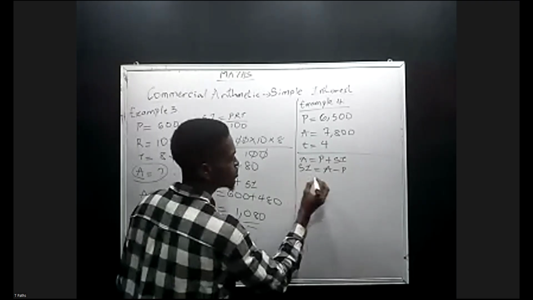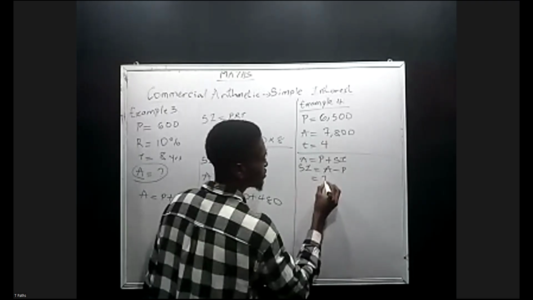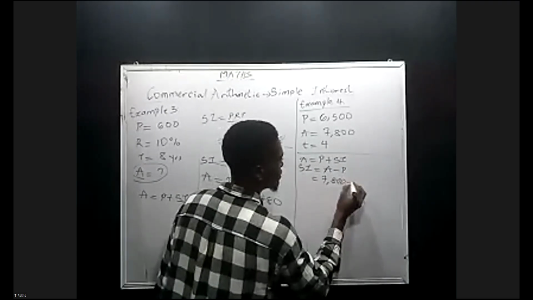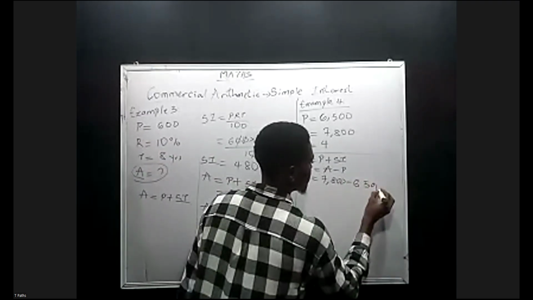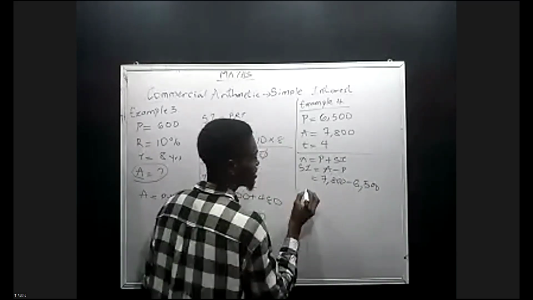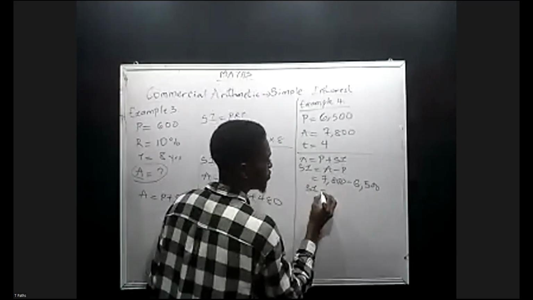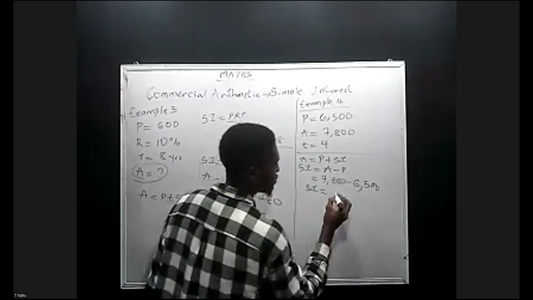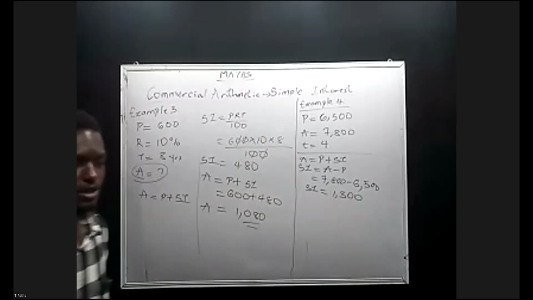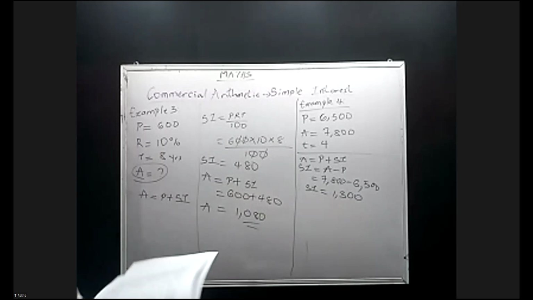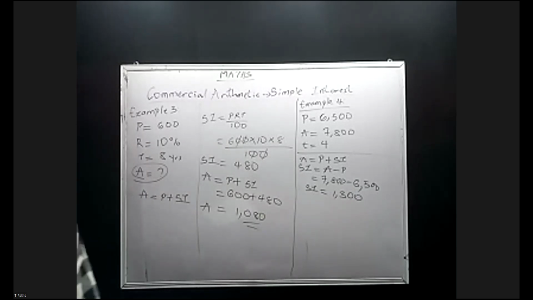Simple interest here will be equal to, what's the amount? The amount is 7,800 minus what's the principal? The principal is 6,500. So therefore, our simple interest will be equal to 7,800 minus 6,500, which is 1,300. Now we have gotten the simple interest, right? Hello, are you with me? Yes, sir. We are with you.